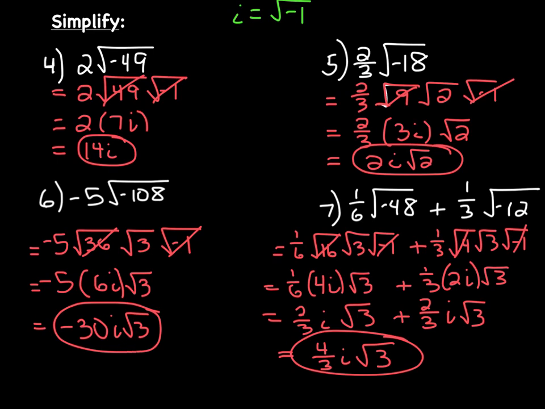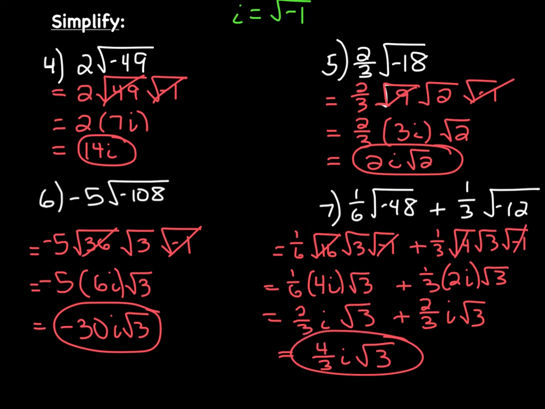Okay, number 7, you had to individually simplify each term, and then combine like terms at the end. So I brought the 1/6 down. The negative 48, I broke down into a 16, 3, and negative 1. Since the square root of 16 is 4, and the square root of negative 1 is i, I brought that down, as well as the radical 3. Then 1/6 times 4i is 4/6 i, which simplifies to 2/3 i, and I brought down the radical 3 attached with it.